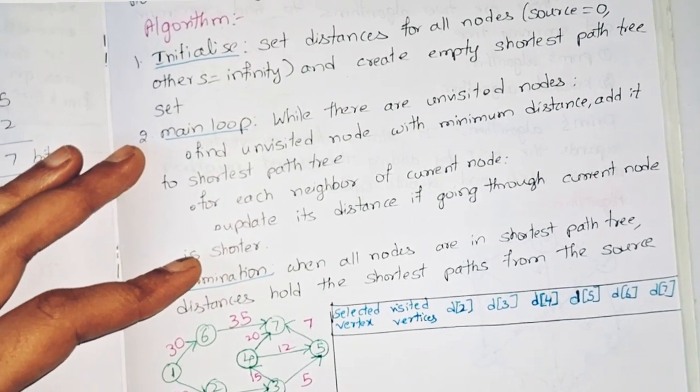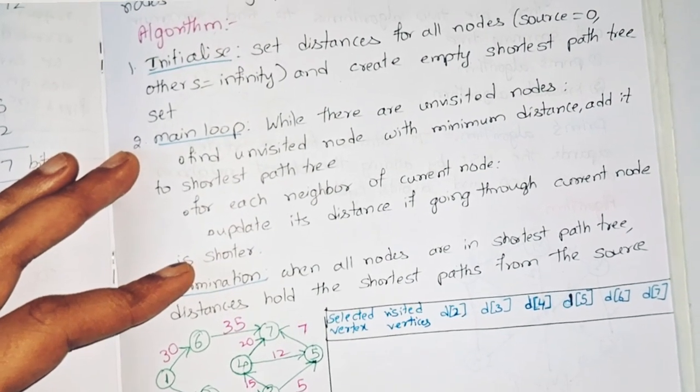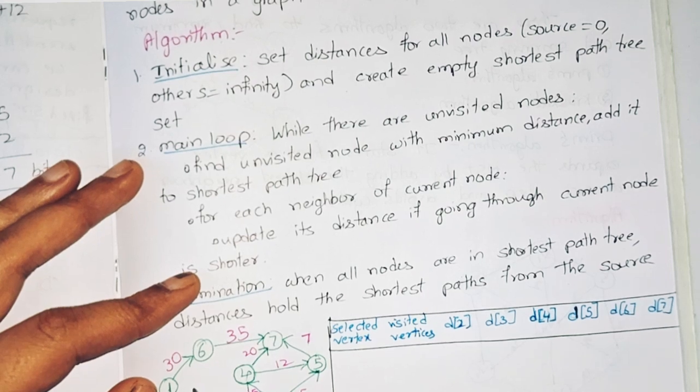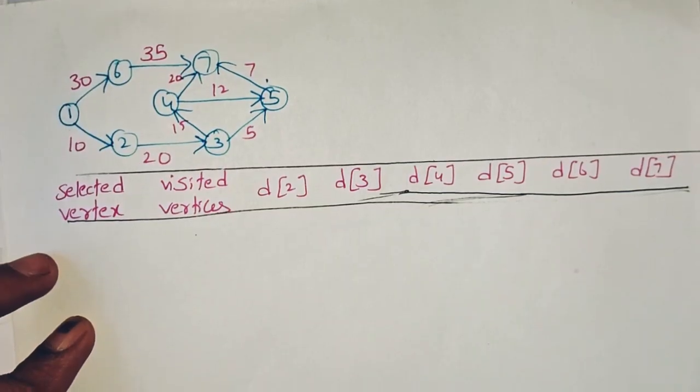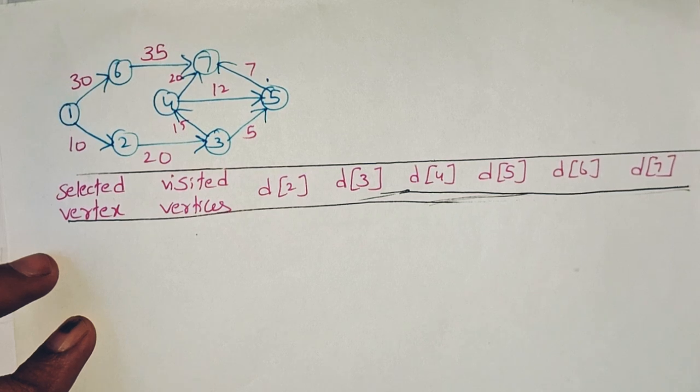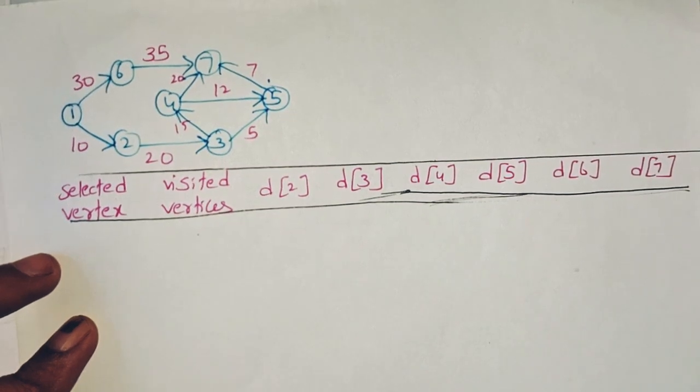This is the example of how we solve Dijkstra's algorithm. From the single source, we will search how to reach the remaining nodes with the least cost. Now let us see the example of Dijkstra's algorithm.